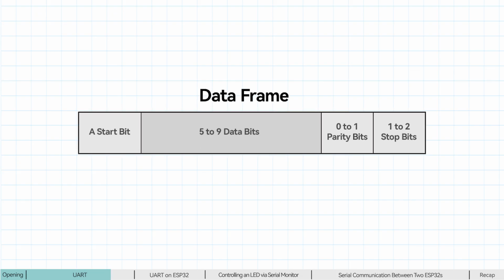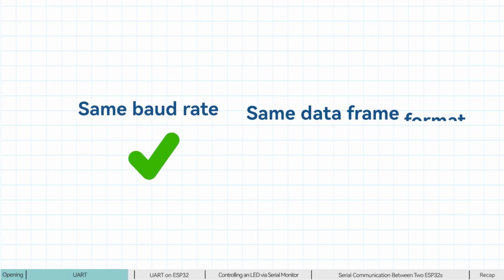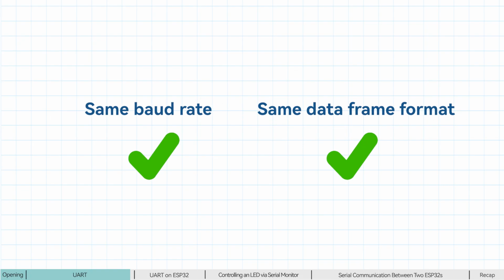The data frame format specifies the structure of each data packet. Each data frame starts with a fixed start bit. This is followed by the actual data bits, typically 8 bits. Then there may be an optional parity bit for error detection. Finally, the frame ends with 1 or 2 stop bits, marking the completion of the transmission. Only when the baud rate and data frame format of both parties match exactly will UART communication succeed.